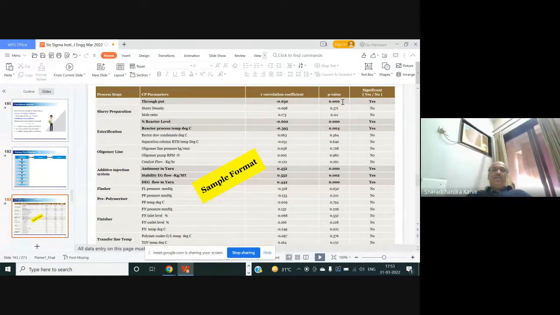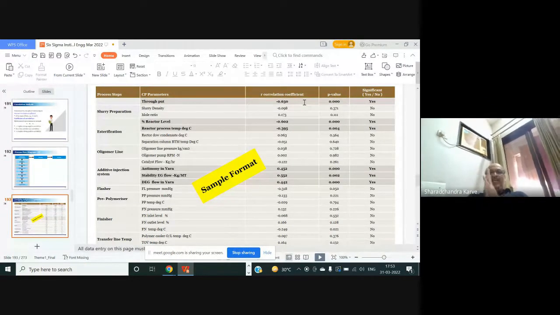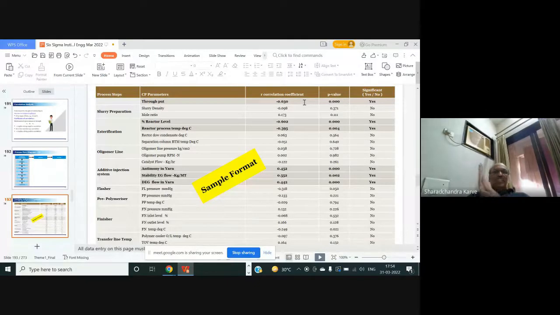So wherever the p-value is less than 0.05, that parameter is significant for my breaks. So that is how it is being done using a statistical software called Minitab. Once you understand that, it is very easy for you to understand or change that parameter based on what is the sign of this.